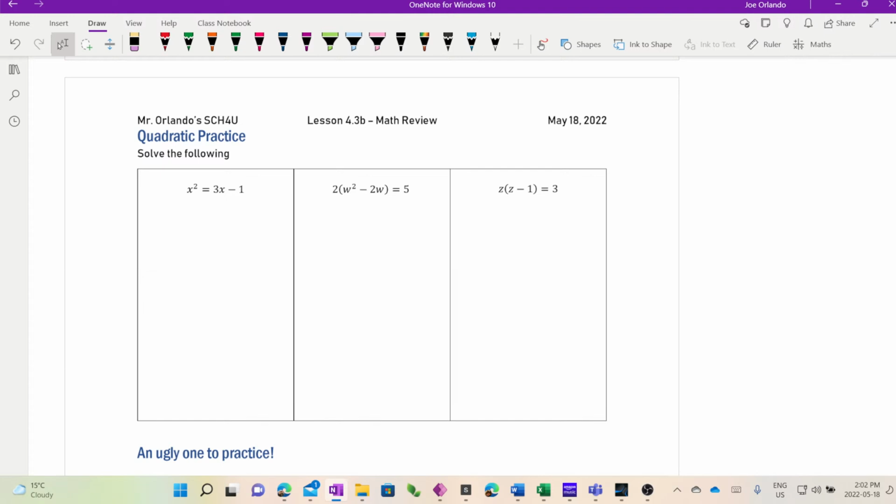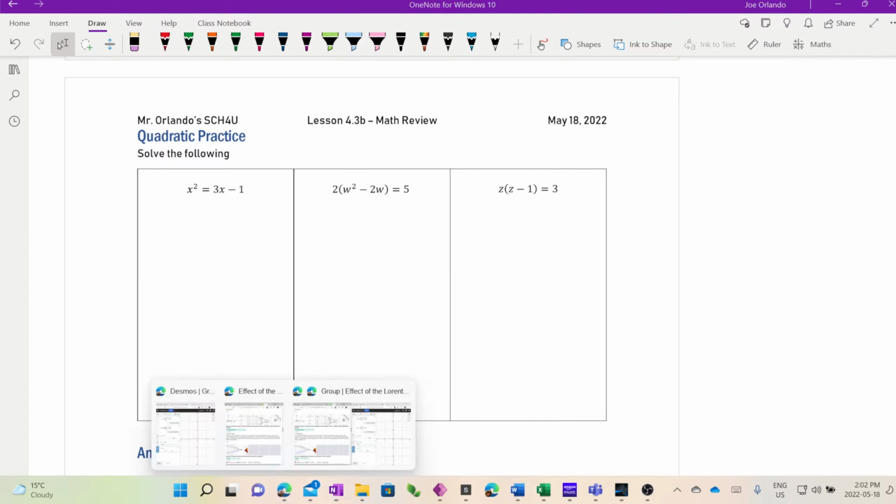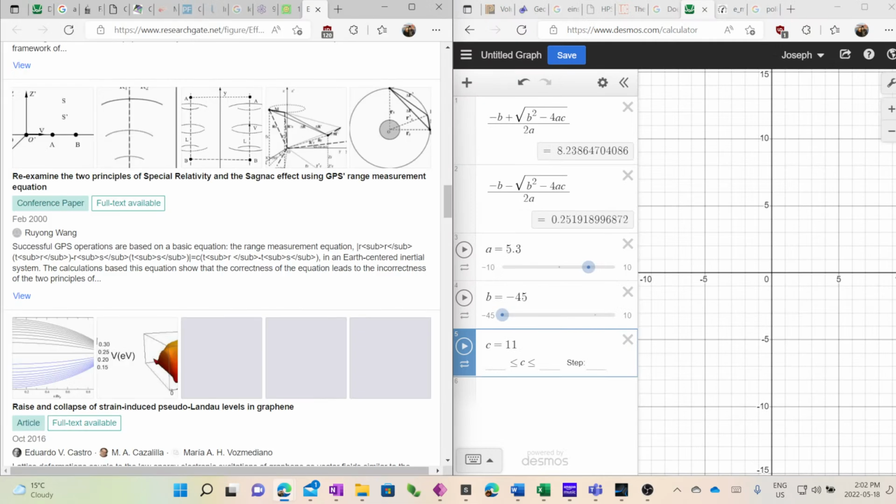My advice, before you even start, I would open up a page in Desmos, and I would put in negative b plus the square root of b squared minus 4ac over 2a. I would put in negative b minus the square root of b squared minus 4ac over 2a. And I would put the sliders, have a, b, and c, and then you can at least simplify this step for now.